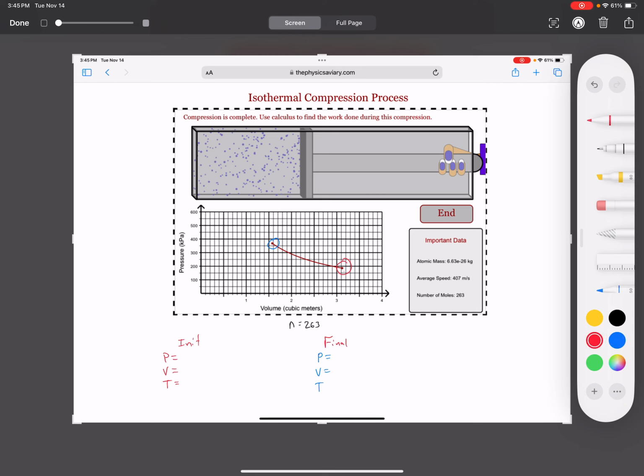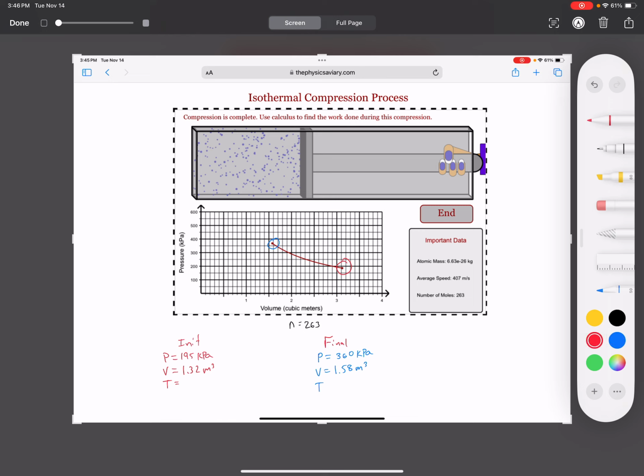Okay, so you're going to have to estimate as best you can. So it looks like our pressure is maybe 195 kPa. It looks like our volume is a little more than 3.1, and that's meters cubed. Our final number for pressure seems to be around 360 kPa with a volume of about 1.58 meters cubed.